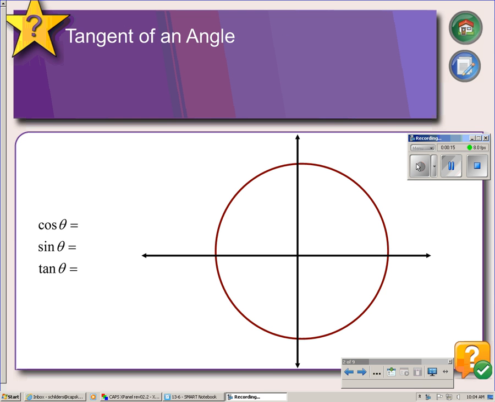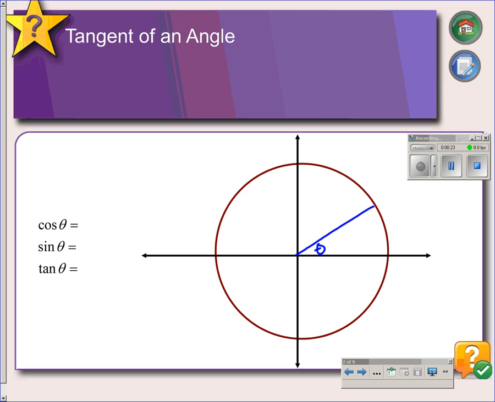So here is the unit circle. If we were to put an angle in here, let's say this angle, and we'll call it theta, this endpoint on the circle can be used to find cosine theta and sine theta. So, for example, let's say that this angle theta is pi sixth.